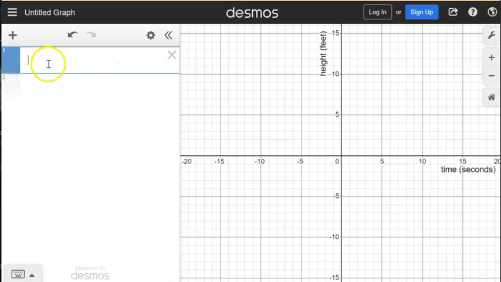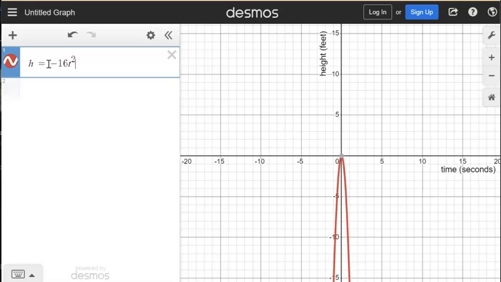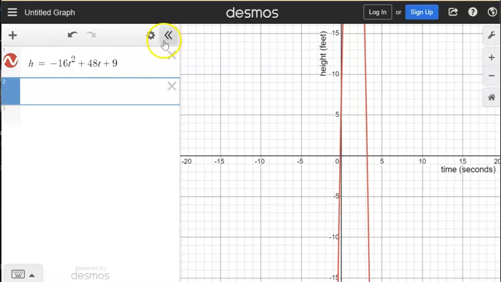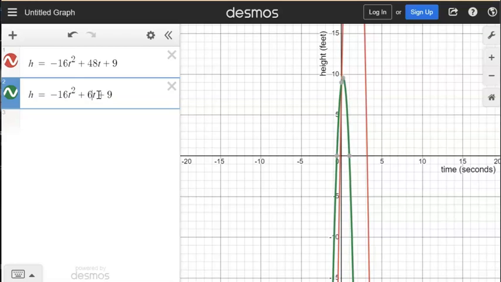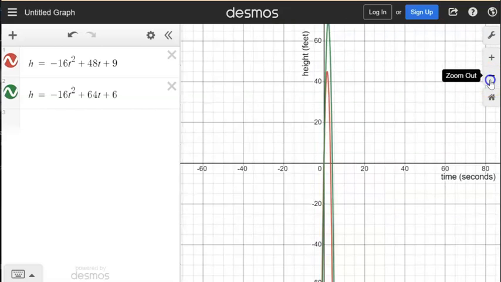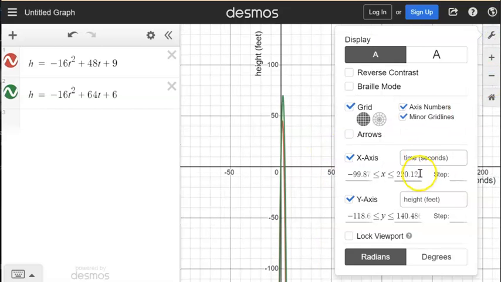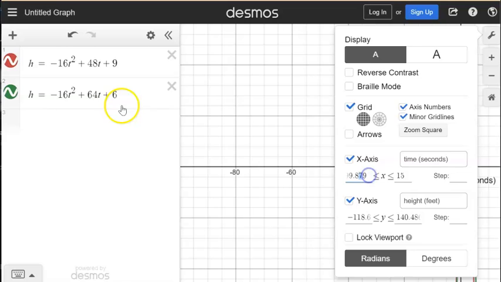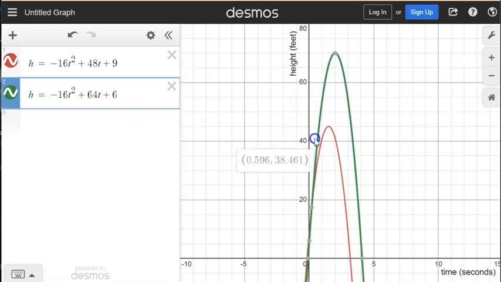So then on this left side, we're going to type in our two equations. We have h equals negative 16t squared plus 48t plus 9, press enter, and then type in the next equation, and we had 64 and 6. So now you can see your graph here, and you can mess around with the zoom in, zoom out settings. You can even change some things in here, makes it a little bit easier to see. And once you get a good viewpoint, you can drag the points around.